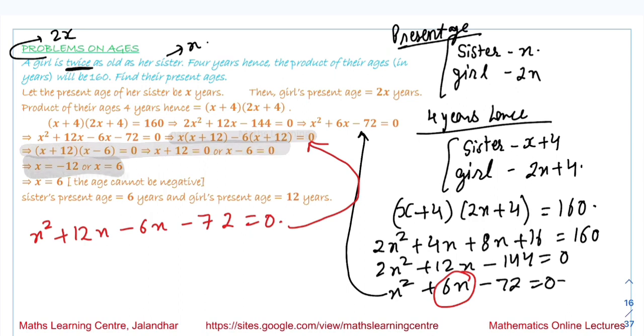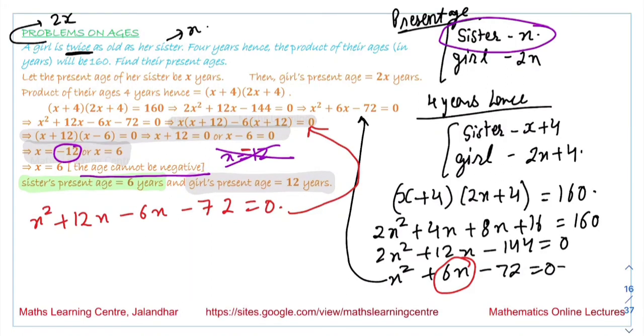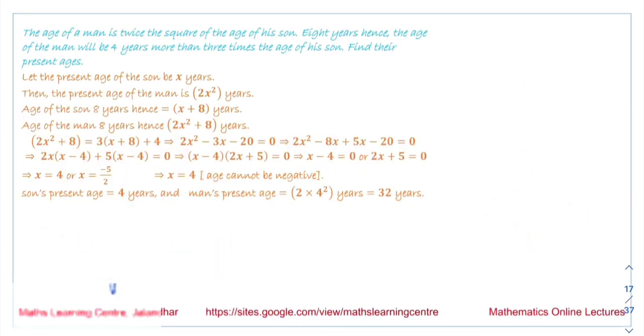We get x is equal to minus 12 and 6. X we have assumed is the age of the sister. It means age cannot be negative. So x is equal to minus 12 is not possible. So the sister's present age is 6 years, and the girl's present age will be 12 years. Now next is: the age of a man is twice the square of the age of his son.